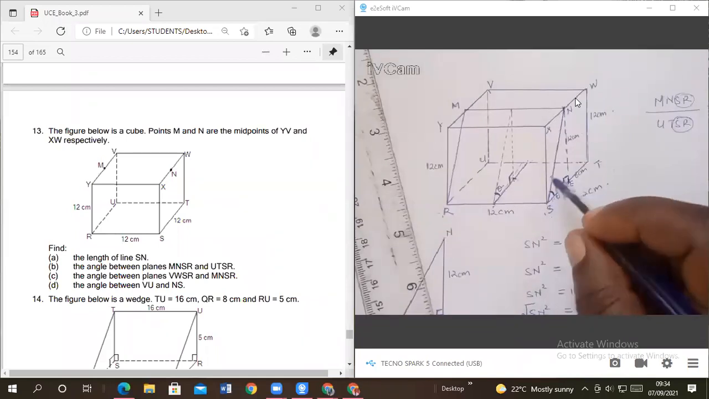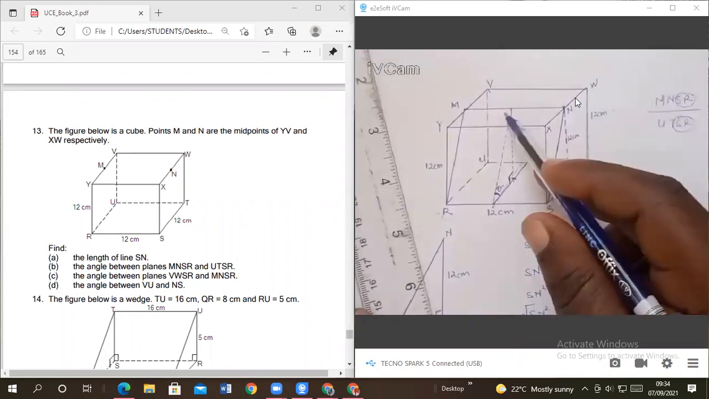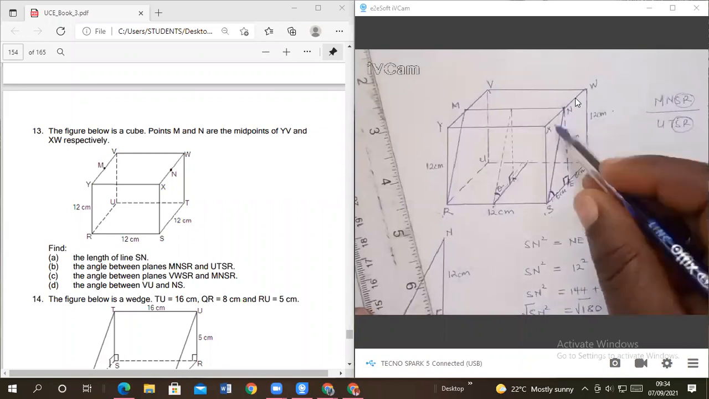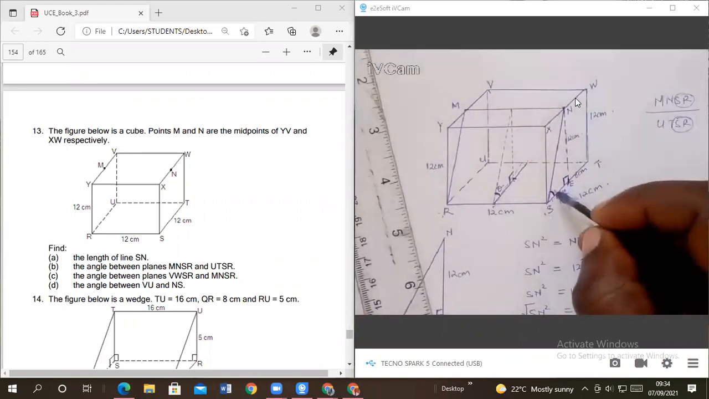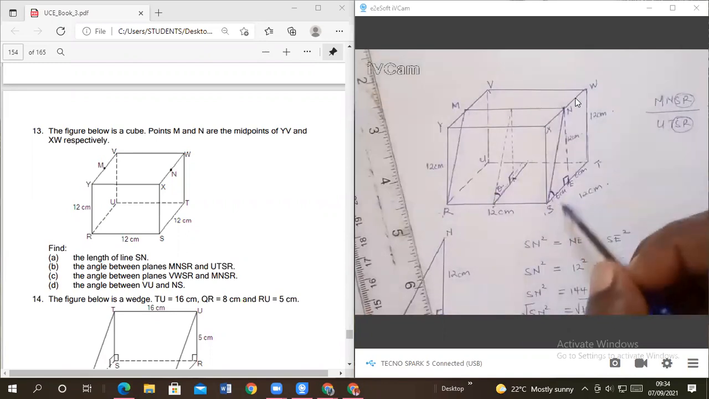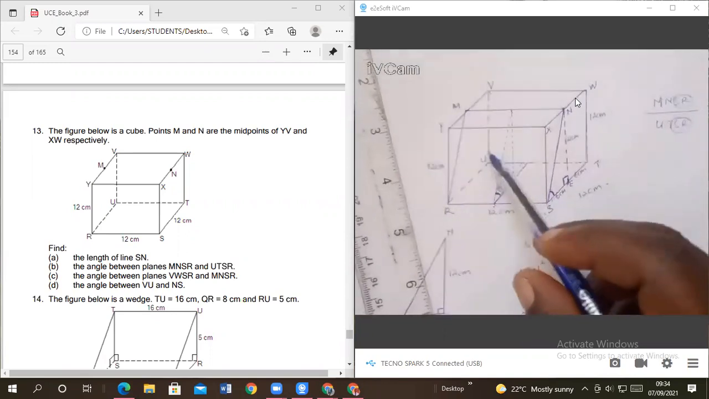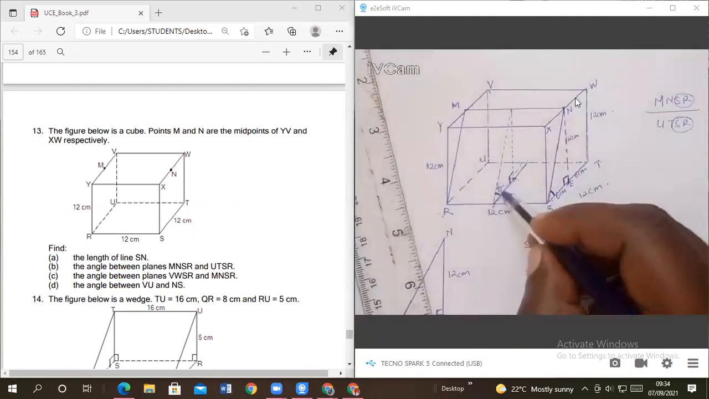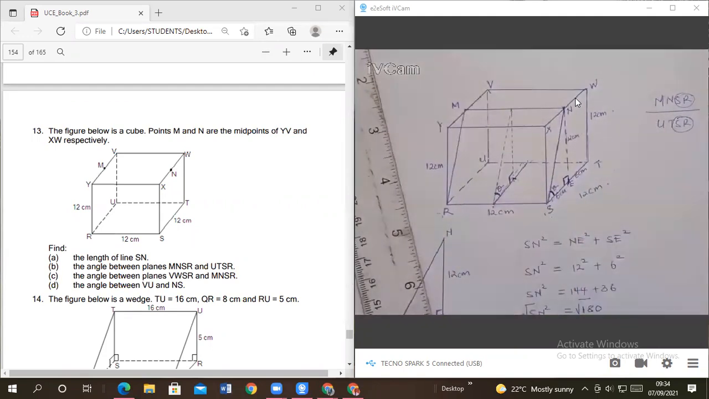So we can use this triangle which is inside, or we can use this triangle which we already drew some time back, because this is the same angle that is between the plane MNSR and also the plane UTSR. It is the same angle. So if this is theta, it means that also this angle there is theta.